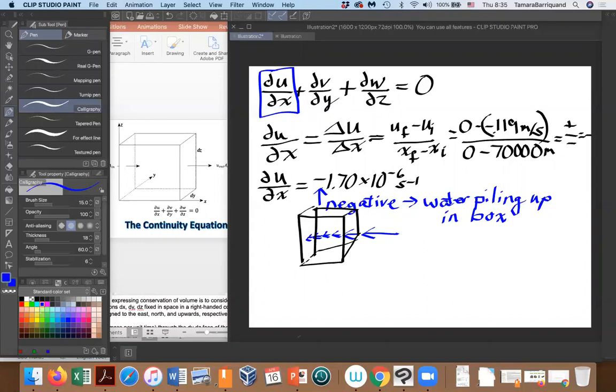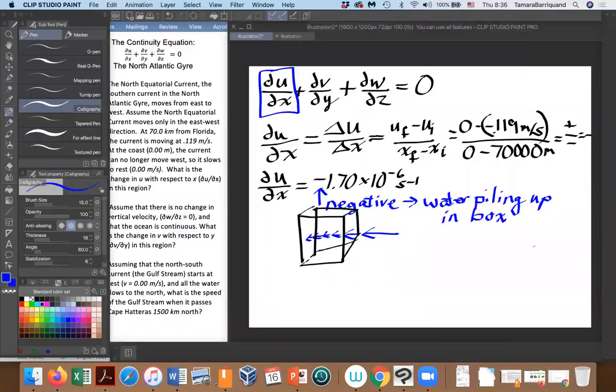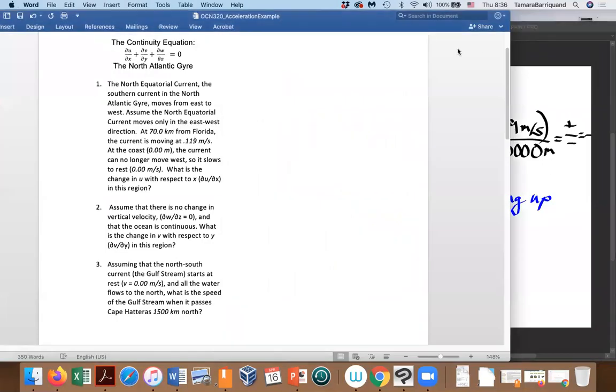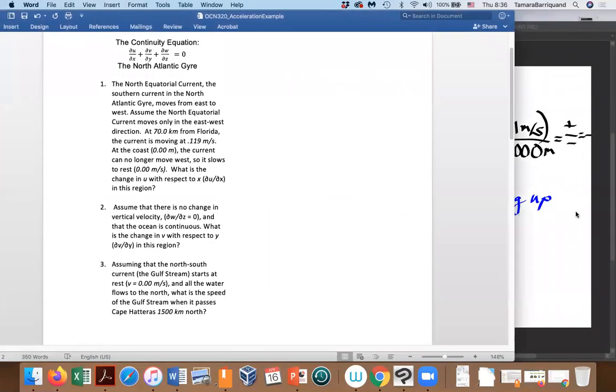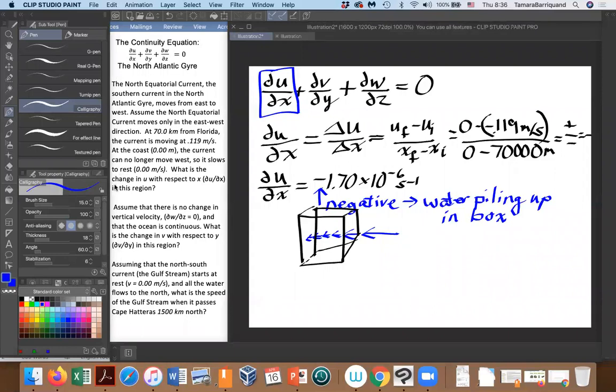All right. So we've answered the first part of our question. Let's come back to our question here. The first part asks us, what is du dx in this region? So here's our du dx. It is negative 1.7 times 10 to the minus 6 per second. And we know that because it's negative, that's telling us that water is piling up in the box.